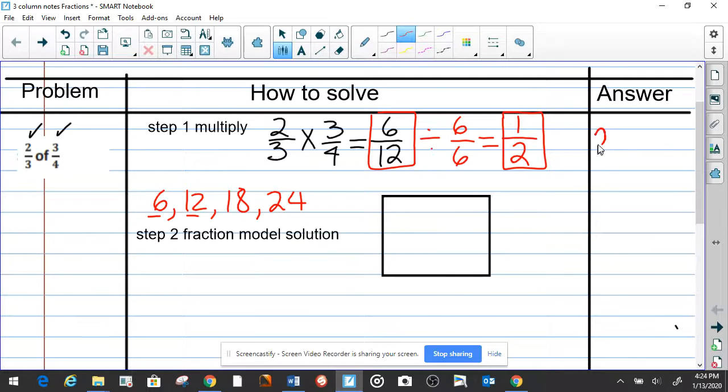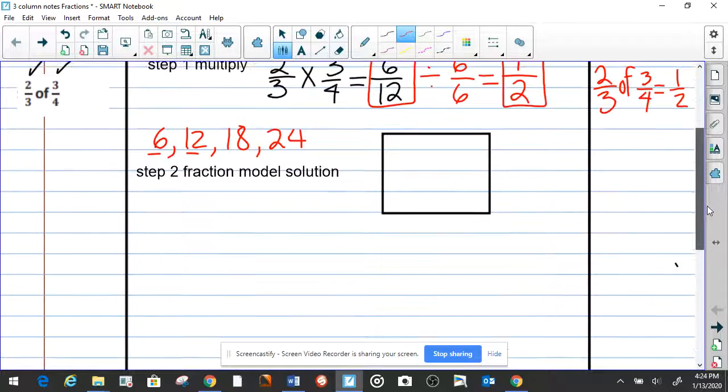So now we can say that 2/3 of 3/4 equals 1/2. Okay, now let's show a solution with the tape diagram.